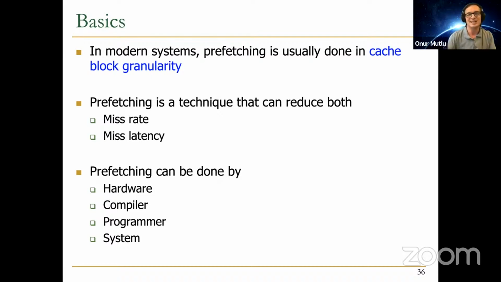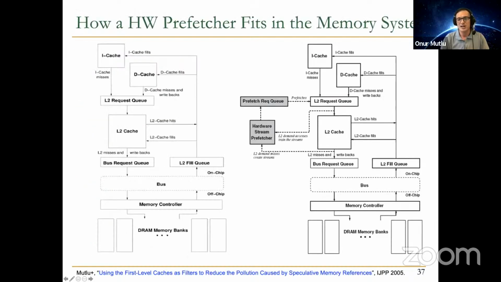Okay, let's talk about basics of prefetching a little bit. In modern systems, prefetching is usually done in cache block granularity because, as I said, prefetching is tightly integrated into the caching system, which we've discussed extensively. And as we said, prefetching is a technique that can reduce both miss rate and miss latency. It's a very rich area because it can be done by the hardware, compiler, programmer, and the system, or a combination of all of them, actually. In existing systems, all of them do some sort of prefetching, and in a cooperative manner also potentially between the hardware and the software.